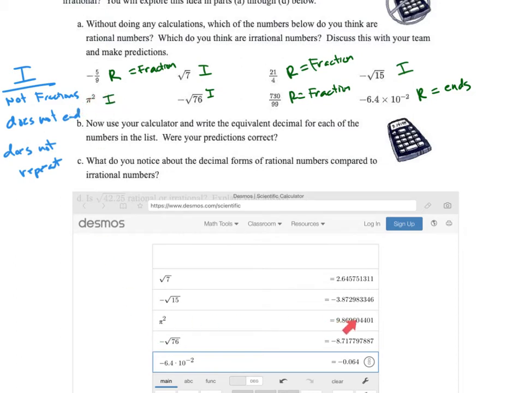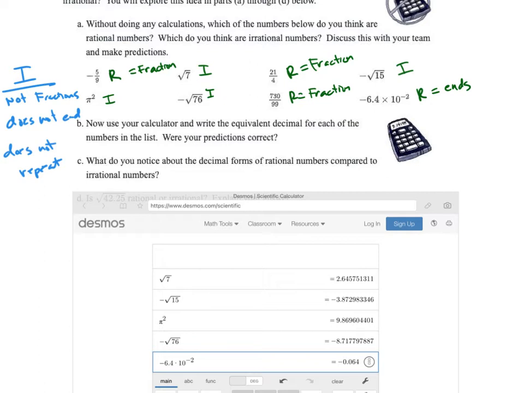Well, pi squared, again, I don't see any sort of pattern happening here in the decimal. Same thing with negative square root of 76. So these last three, negative square root of 15, pi squared, and negative square root of 76 are all irrational numbers. They just keep going on and on and on. They do not repeat. On this one, this is a fraction, so it has to be rational. And our last one is just a decimal. Negative 6.4 times 10 to the negative second is a decimal that ends. We can see that it stops right there. Therefore, it is a rational number.